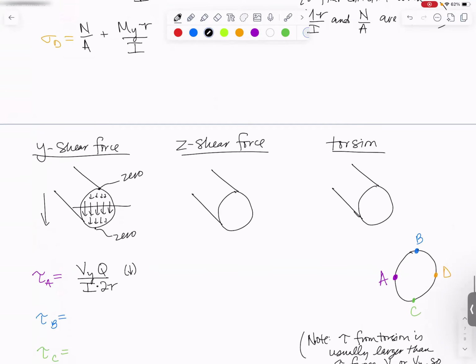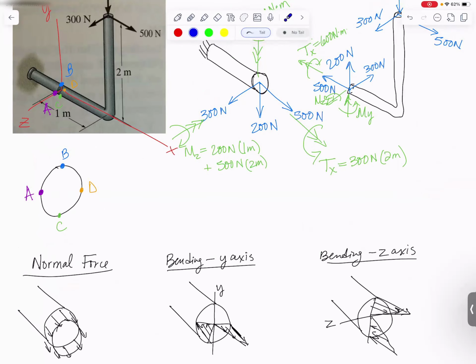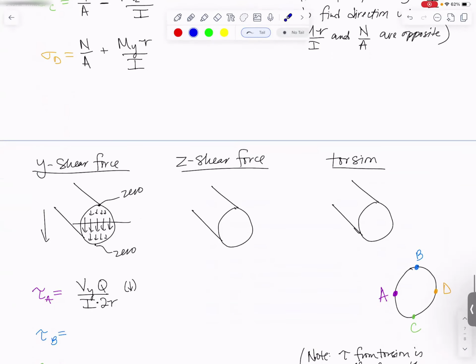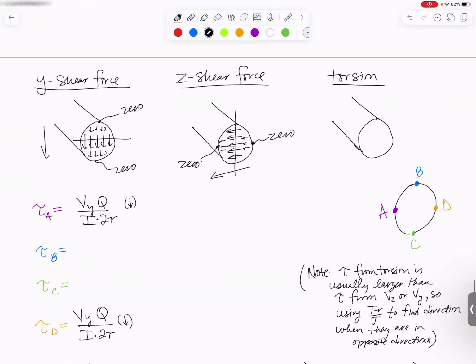Next up, we've got Z shear force. That was this 300 newtons, and it's acting in the positive Z direction that way. So let's kind of draw a little reminder. It's acting, pointing in that direction. So you draw a line perpendicular to it, and your shears are going to go in that direction, big in the middle and smaller as you get toward the edge. So it's going to be 0 right there and 0 right there. It's going to be 0 for A and D. So we won't add anything to A or D, but it's going to be max at B and C.